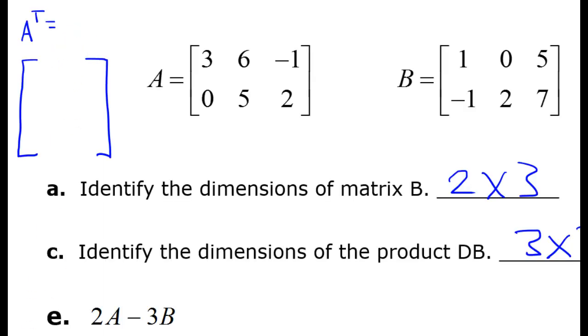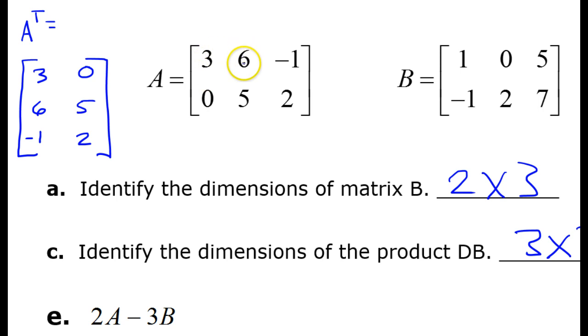For part H, we need to do A transpose times B. But what is A transpose? When you do the transpose of a matrix, all the rows become columns, and all the columns become rows. So row 1 is 3, 6, negative 1. That means column 1 is going to be 3, 6, negative 1. Row 2 is 0, 5, 2. In the transpose, that will be column 2, 0, 5, 2.